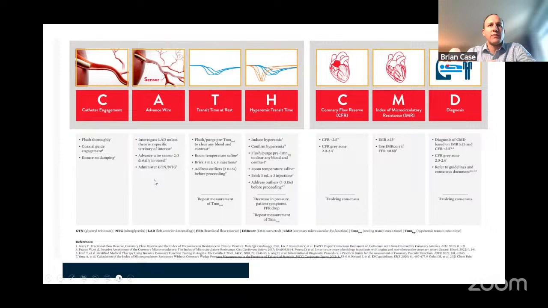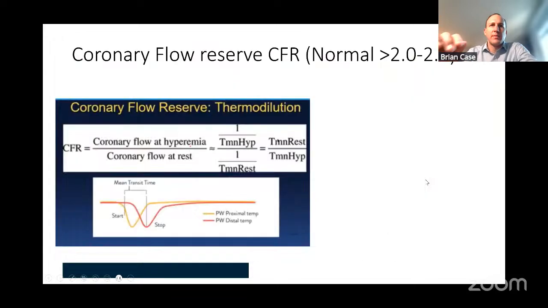And then you want to give nitroglycerin, and of course, before advancing your wire, ensure that you have leveled and zeroed. Then you want to do your injections, transit time at rest. Then you start adenosine. You get the patient hyperemic, and then you do your bolus transit times a second time. And then the CoroFlow system will calculate a CFR and an IMR, and then you can make your final diagnosis.